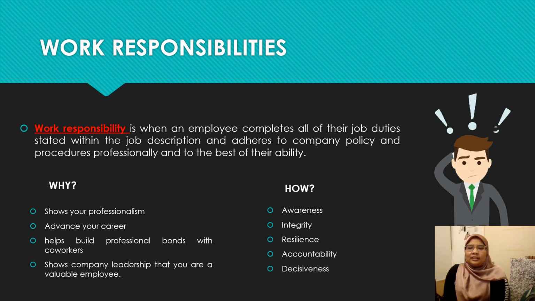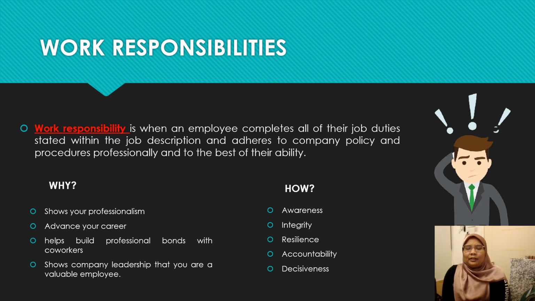So, why is work responsibility extremely important? Well, responsibility is important in the workplace because it shows your professionalism, can advance your career, helps build professional bonds with co-workers, and shows company leadership that you are a valuable employee. Supervisors value employees who exhibit responsibility because they know they can trust you to complete tasks on time and submit high-caliber work. Responsible employees are professionals with a consistent work ethic to take actions daily towards their professional goals.